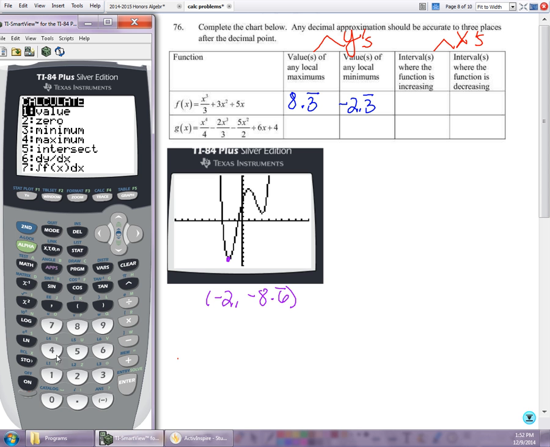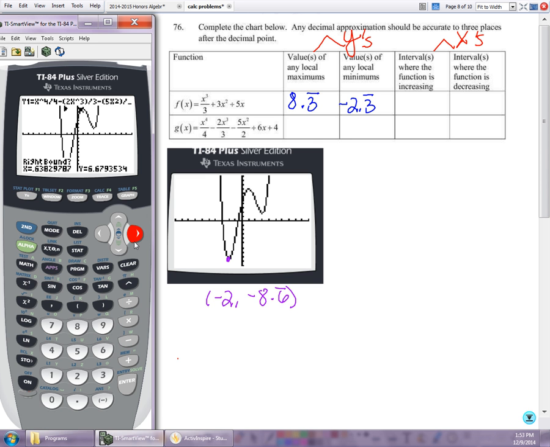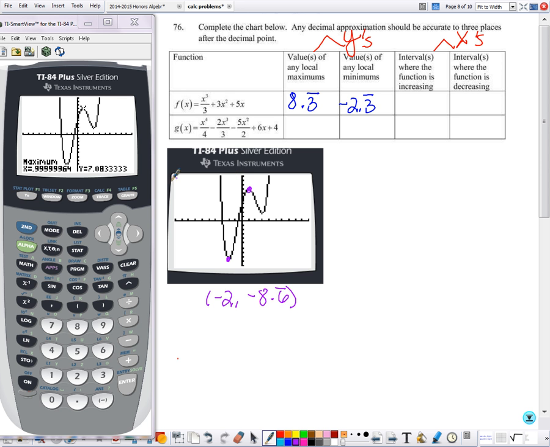I'm going to do the same thing for the maximum. We're to the left there. Now I have to go to the right. Hit enter and go back towards that max value. And this point is at, again, we have to round this, so that's 1 and 7.083 repeating. So that's actually going to be our maximum value.